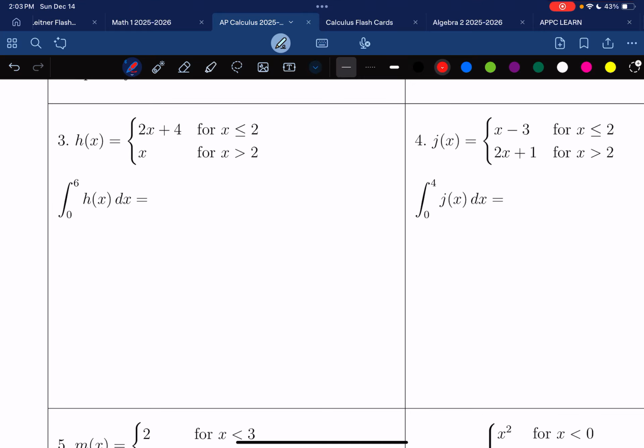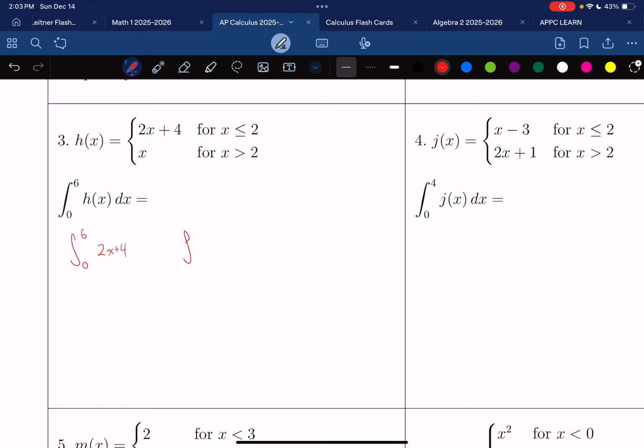Number 3, we have a piecewise function. So again, whenever we have a piecewise function with no graph, instead of doing area, you're going to just take the antiderivative of each piece. So your first integral is going to be between 0 and 6 of your left piece, the 2x plus 4. And the right integral is going to be, do I want to write it down here or right here? Let's go ahead and do it off to the side.